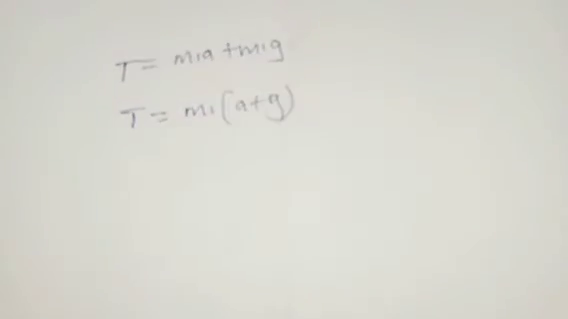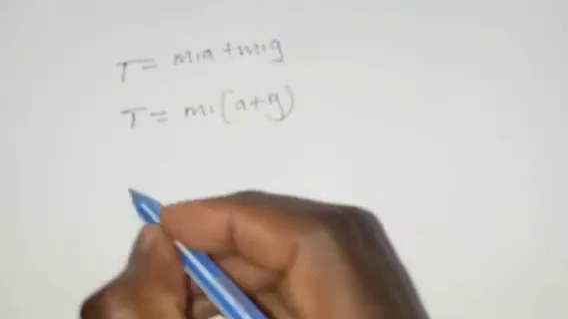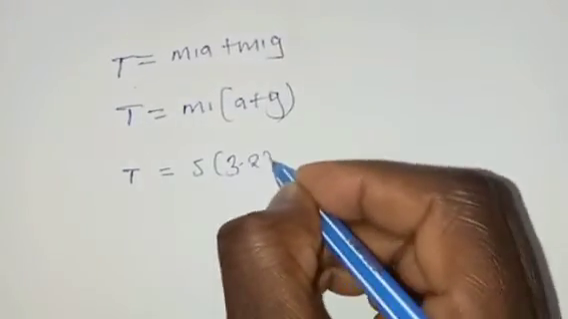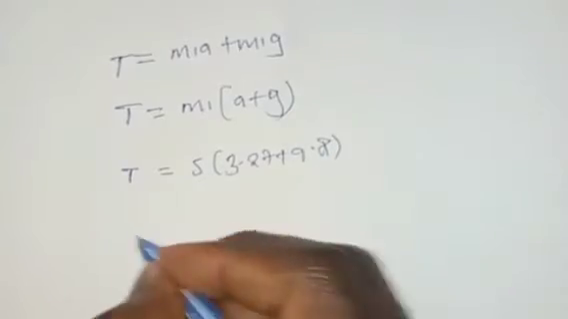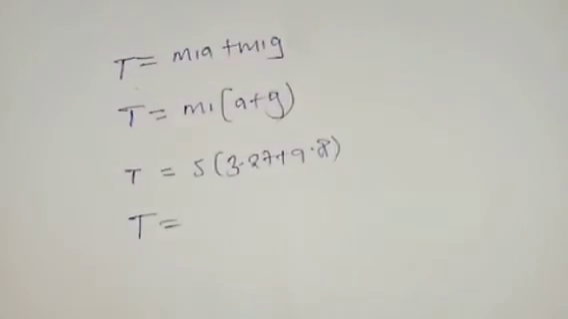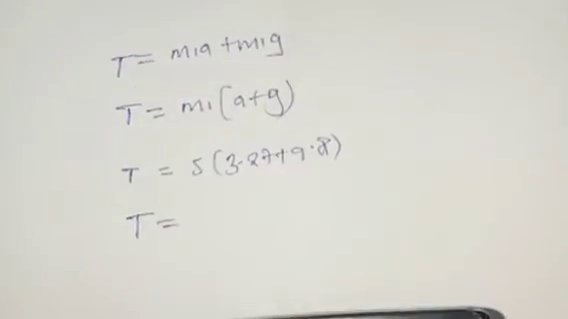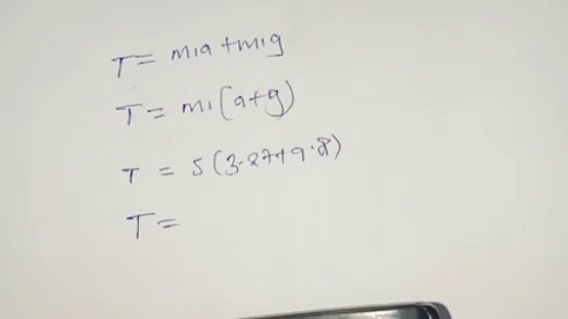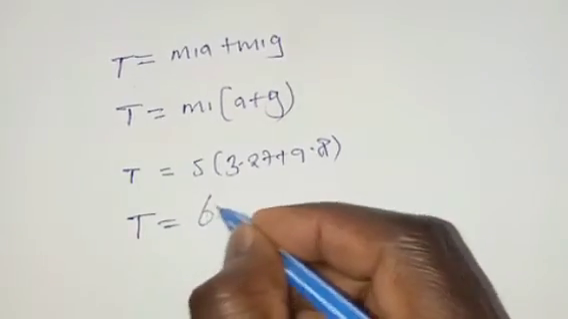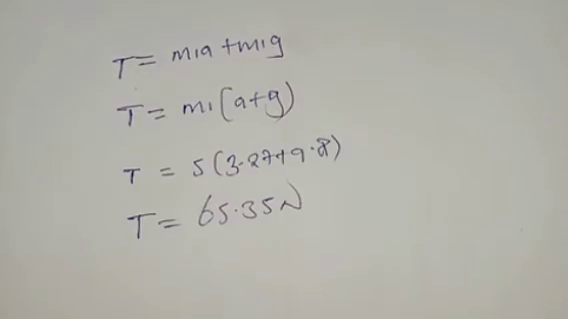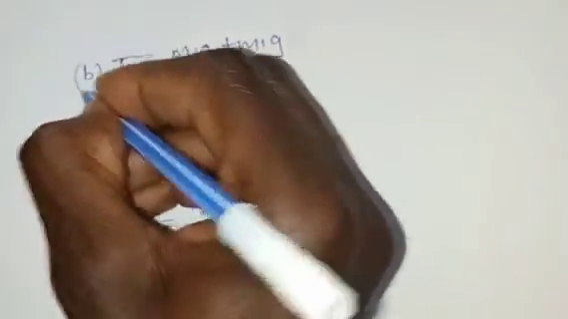Remember, g has to be the gravitational acceleration. So we're going to have T equal to 3.27 plus 9.8, meaning that tension has to be equal to, okay, 3.27 plus 9.8, getting that, multiply everything by 5, we're getting the tension as 65.35 newtons. As simple as that. That is the second question, which is B.